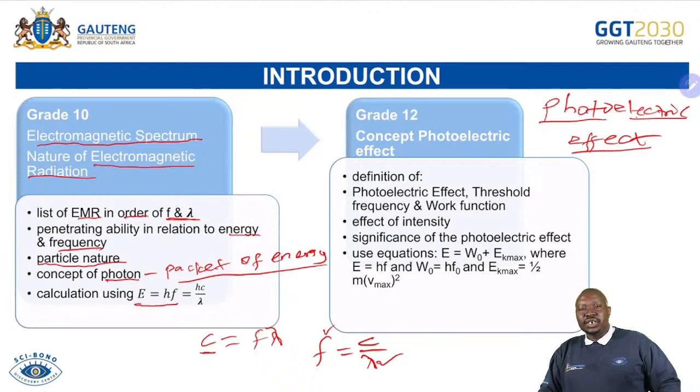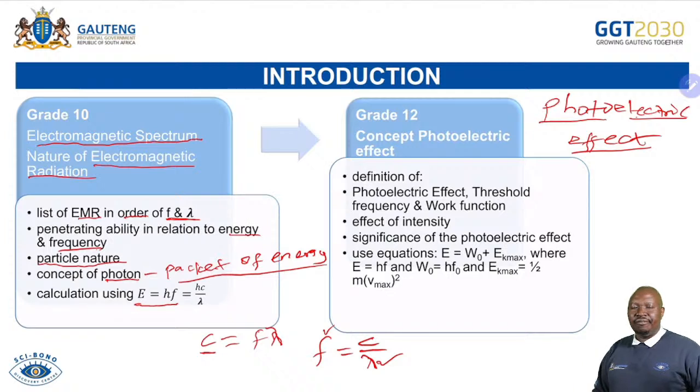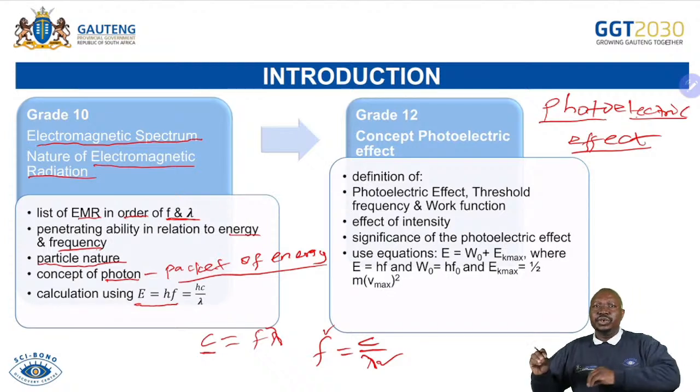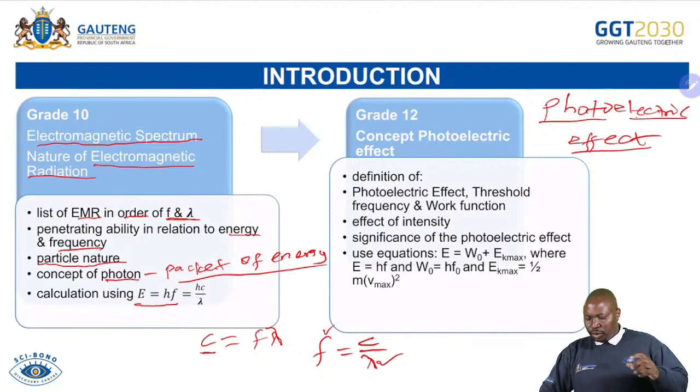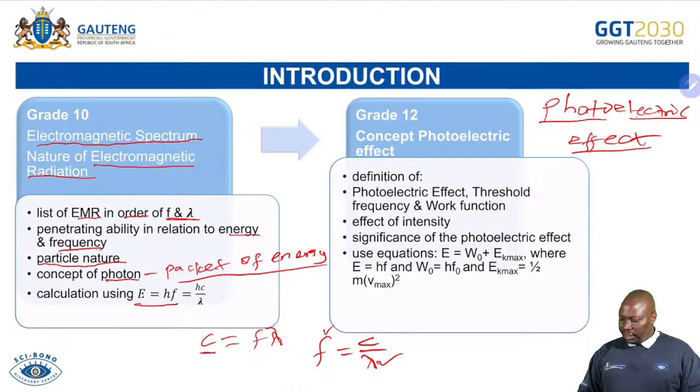So it's important to know this equation, E equals hf, which you have done in grade 10, and you'll be using it a lot in the photoelectric effect. So it's very much important to look back where you started in grade 10 and we are building on that. So we are saying prior knowledge is very much important. Remember what I said in the beginning?